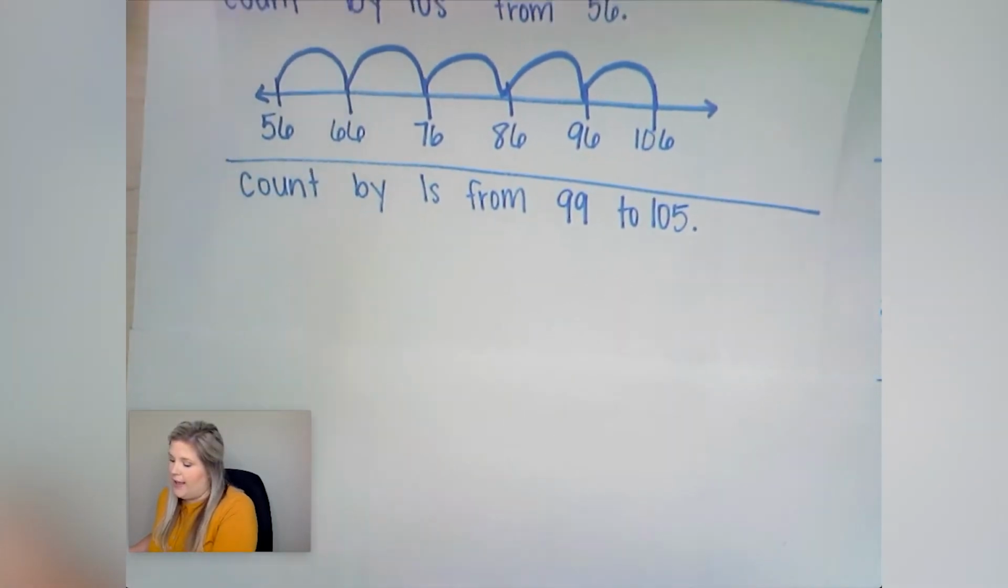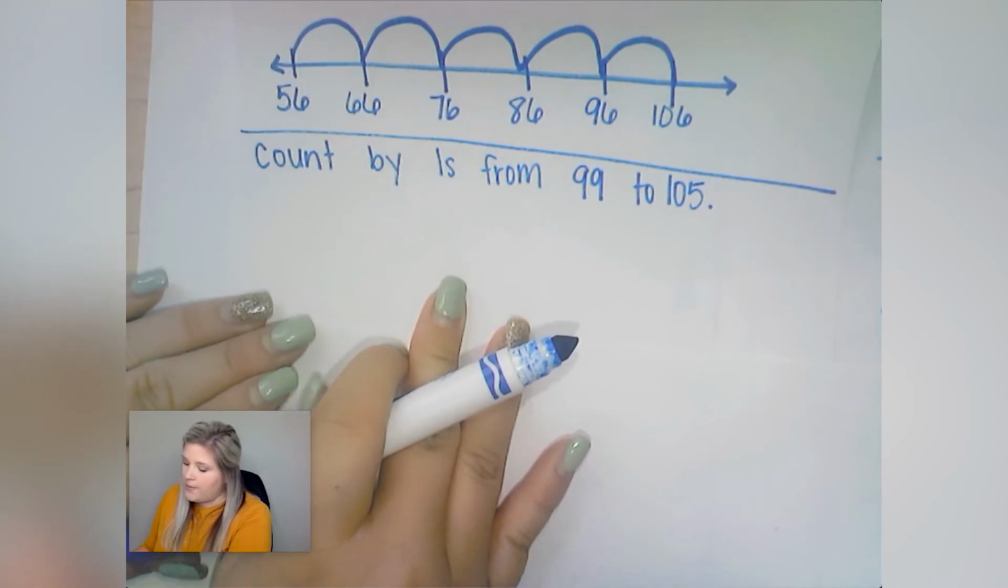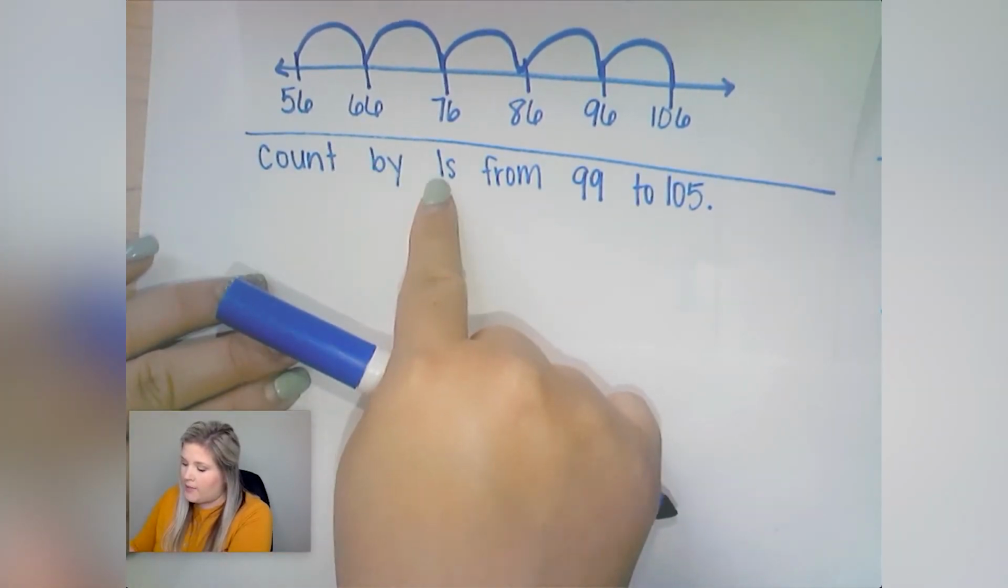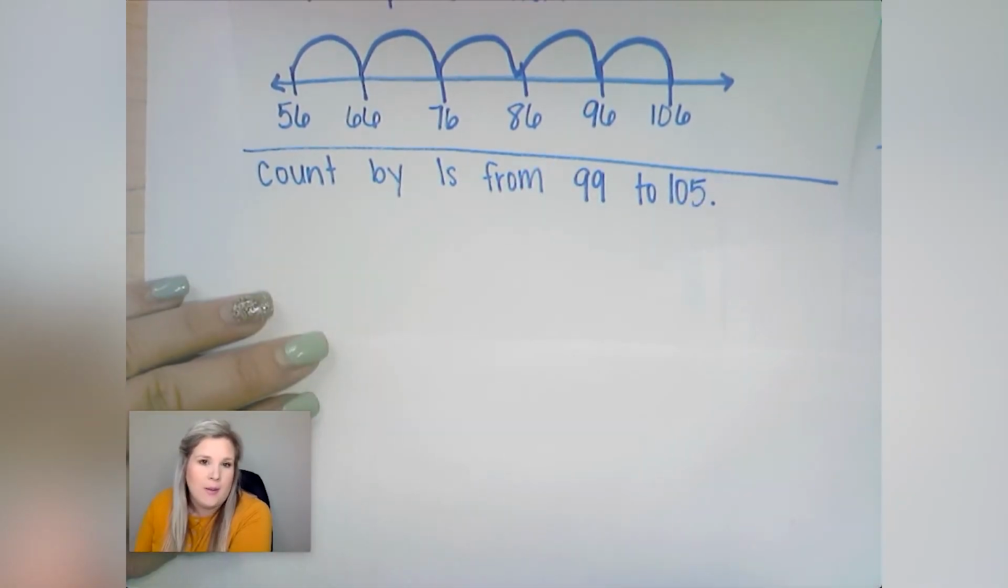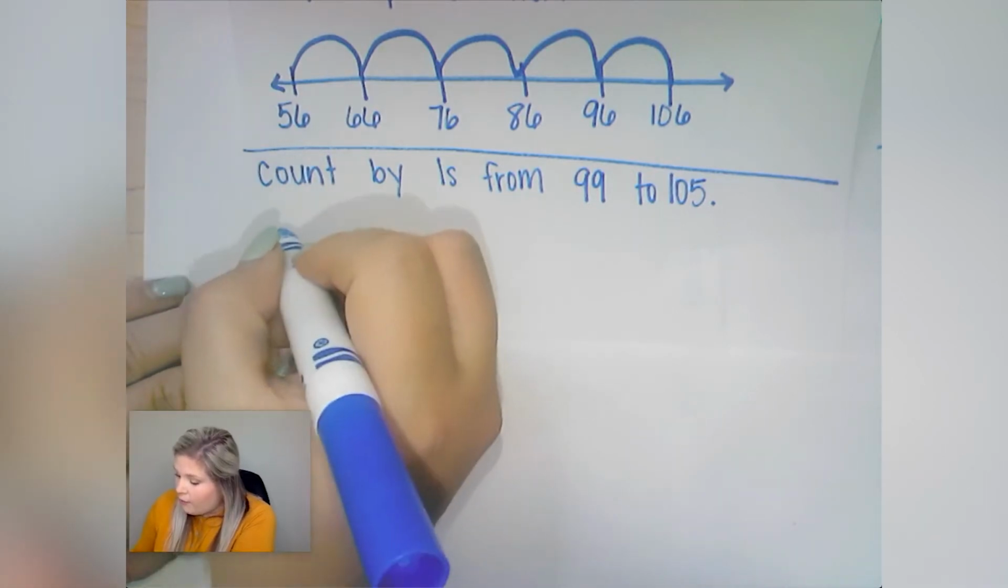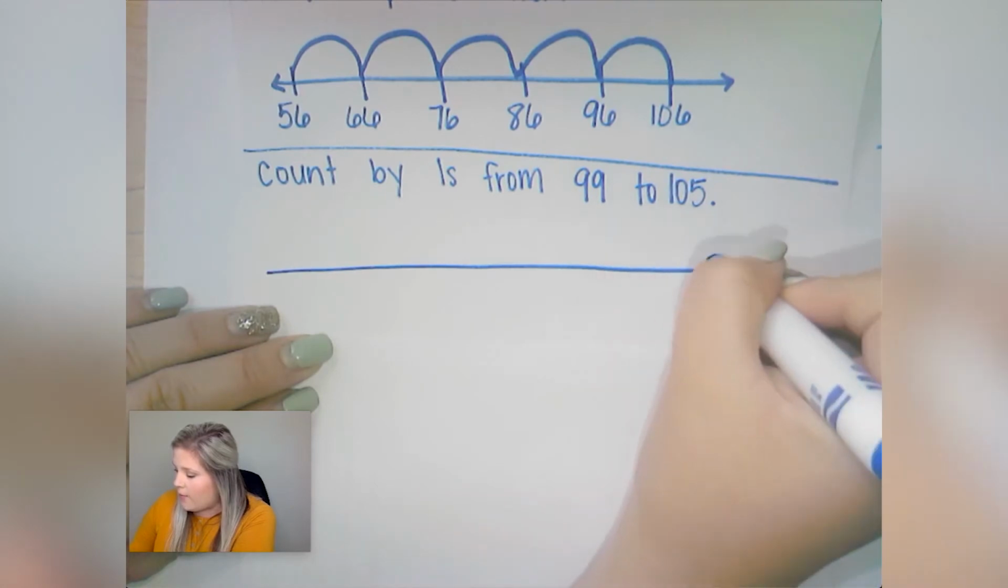Let's take a look at this problem. The problem says, count by ones from 99 to 105, and we're going to use an open number line to do that. Watch me as I use a number line to help me count by ones from 99 to 105. My first step is going to be to draw that open number line.